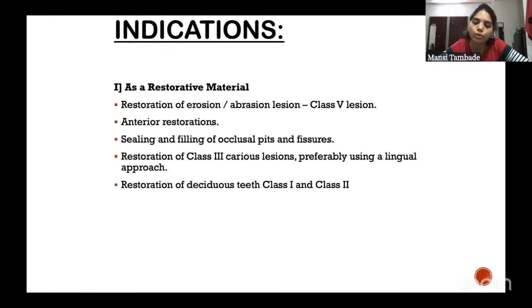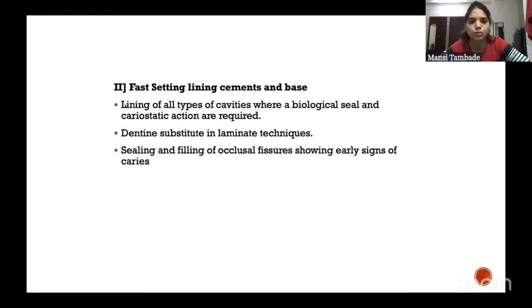Indications: as a restorative material, obviously, as I have told you. In anterior restorations, class 5 lesions, sealing and filling of occlusal pits and fissures, restorations of class 3 carious lesions, restorations of the deciduous teeth, class 1 and class 2. Fast setting lining cements and bases. Okay, liners and bases, it can be used. All types of cavities we can use. Dentin substitute. Sealing and filling of occlusal fissures showing early signs of caries.